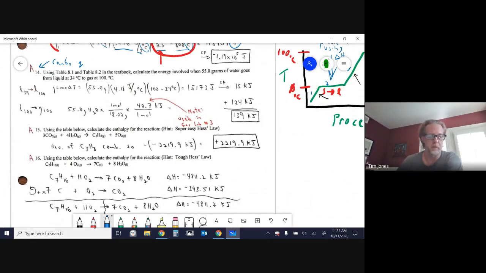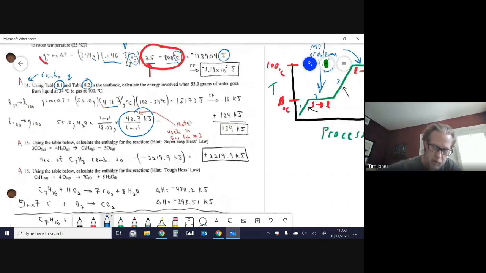It says to use 2 different tables, table 8.1 and 8.2, because one of these tables will have the specific heat that we need here. The other will have the delta H right here. Now, in this case, it says it's going from liquid at 34 to gas at 100.